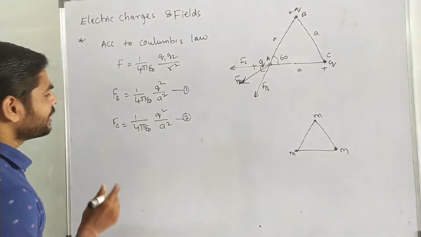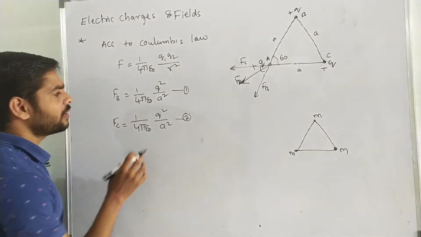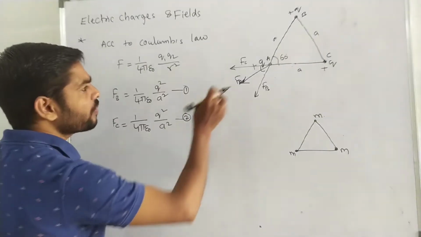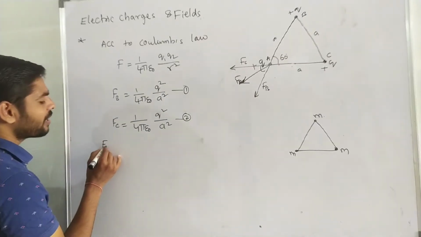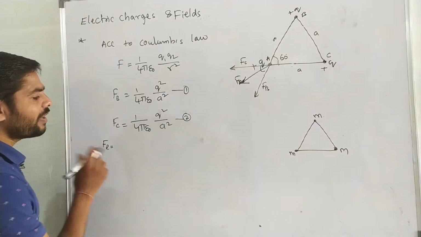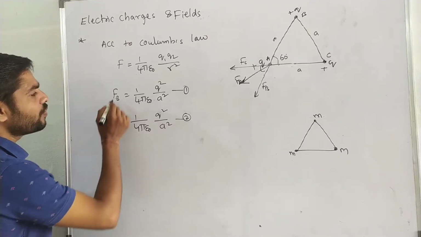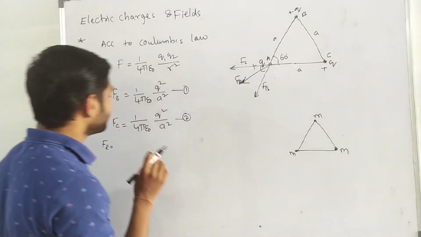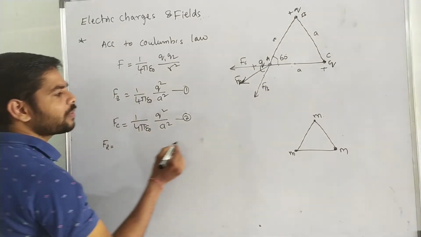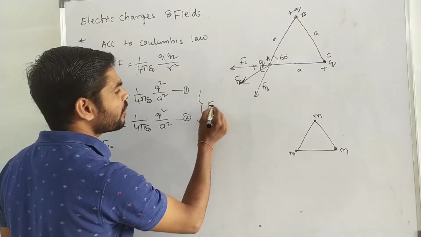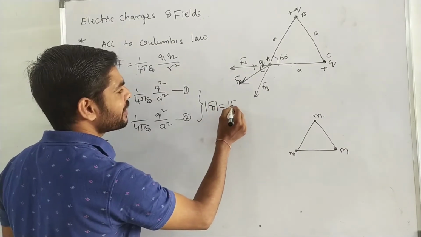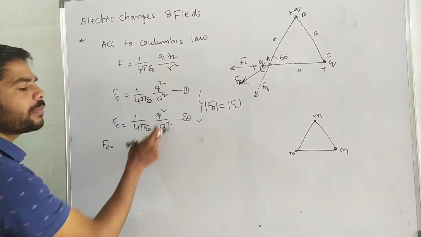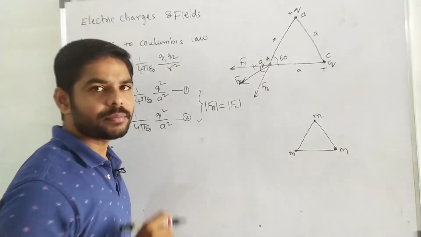What you have to do now: all charges have different positions, and the resultant force has to be calculated. So I am going to calculate the resultant force. Fr is equal to, but before solving for Fr, the magnitudes of these two forces are the same. See, the direction will change, but it's okay. The magnitudes of these two forces are equal, from equations 1 and 2, mod of Fb is equal to mod of Fc. We can write it as 1 by 4 pi epsilon naught q square by a square, all the same, so the magnitude is the same and the direction is different.